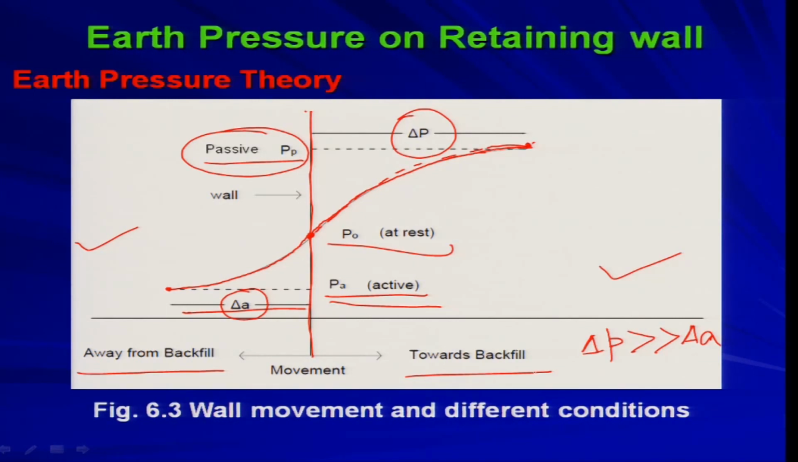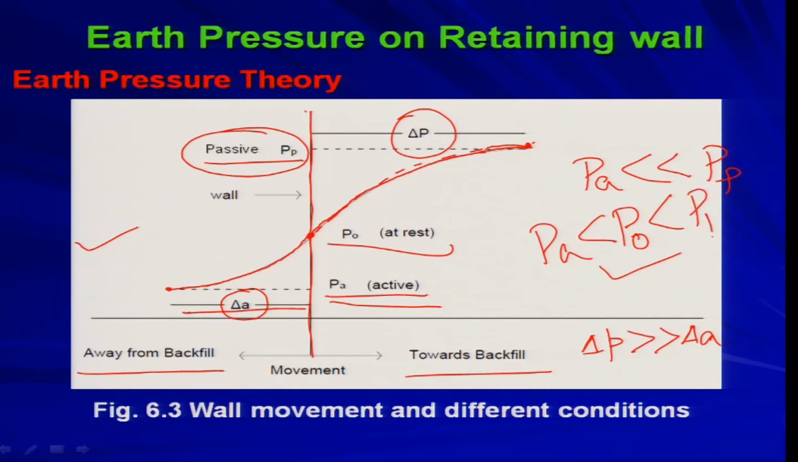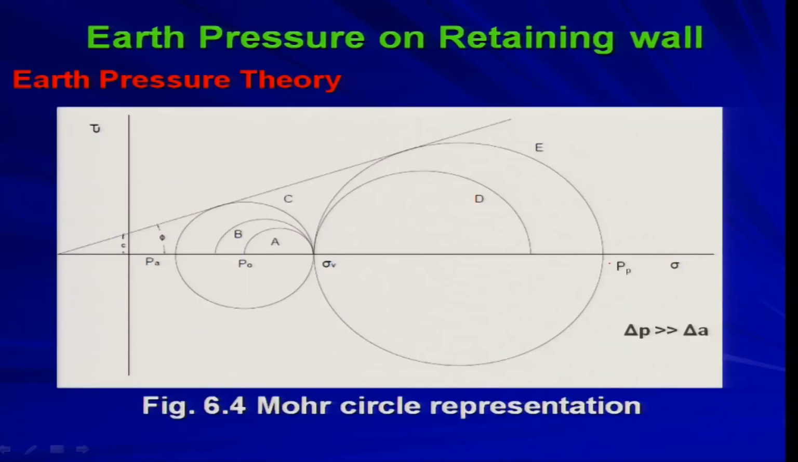So, from this figure it is very clear that Pa is very much less than Pp, right. The active pressure is less than the passive pressure, and P naught, at rest condition, is in between. So, Pa is less than P naught, less than Pp, right. As you have seen here, now we are going to quantify this. To understand this phenomenon, we need to see the Mohr circle representation.